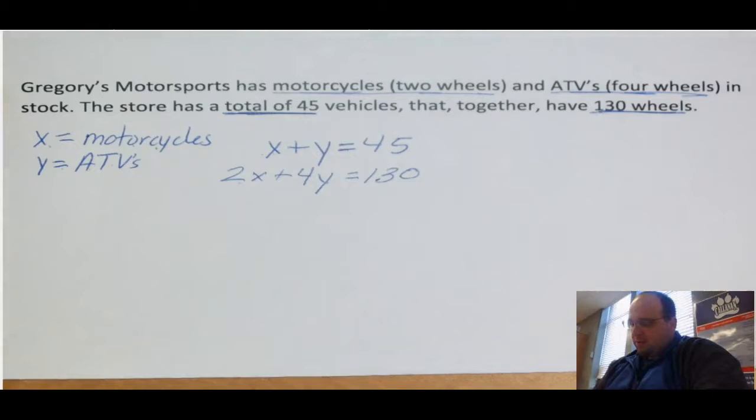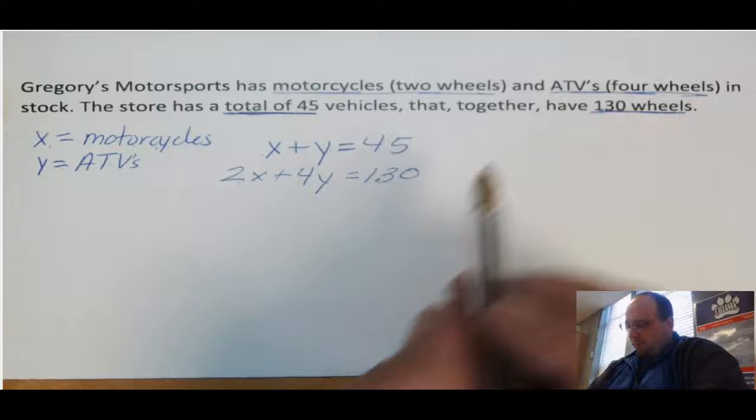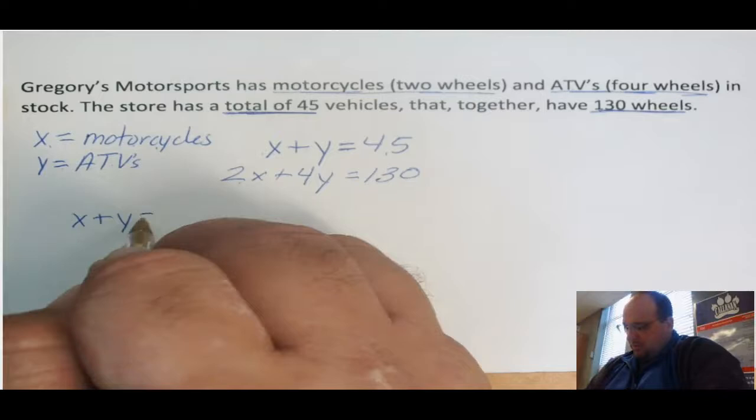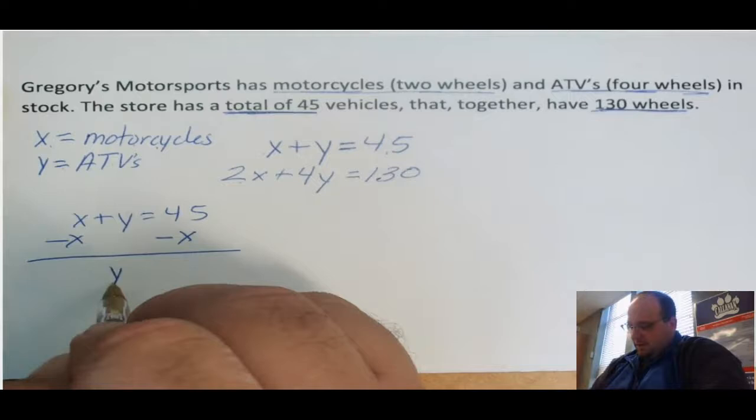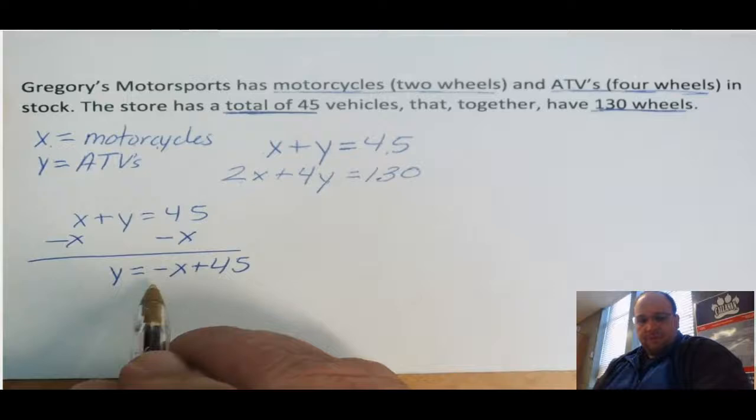Okay, so I know that from doing those two different types of problems. So what I'm going to do is change those into slope-intercept form. I'm going to change this first one into slope-intercept form. So I'm going to take X plus Y equals 45. I want Y to be by itself, so I would subtract X. This would give me y equals negative X plus 45. So there's my first equation in slope-intercept form.